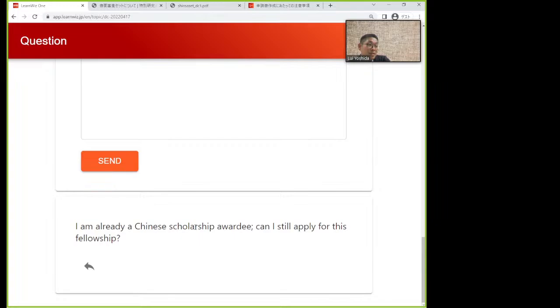I am already a Chinese scholarship awardee. Can I still apply for this fellowship? I recommend you ask the staff at your university, but in general, maybe you cannot get both scholarships. So if you are granted as a Gakushin researcher, maybe you need to quit the Chinese scholarship. But I'm sorry, I cannot know your specific situation. So please ask the staff at your university.